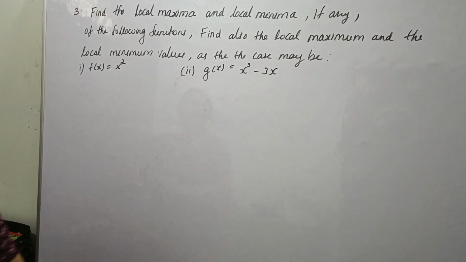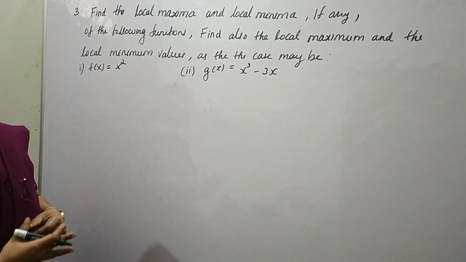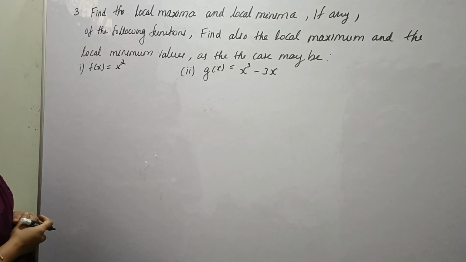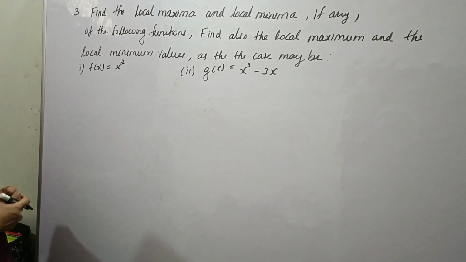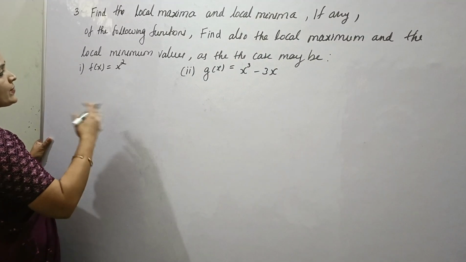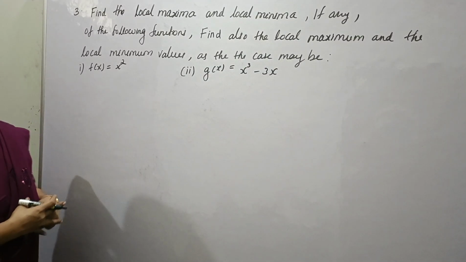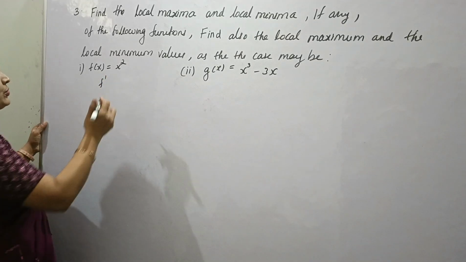Find the local maxima and local minima, if any, of the following functions. Also find the local maximum and local minimum values, as the case may be. So the first function is f of x is equal to x square. Let's find the local maxima and local minima and the points of local maxima and minima. Here we will apply the second derivative test.